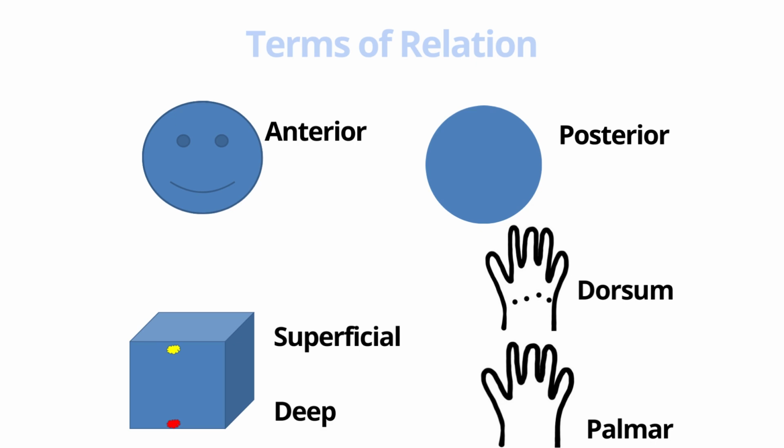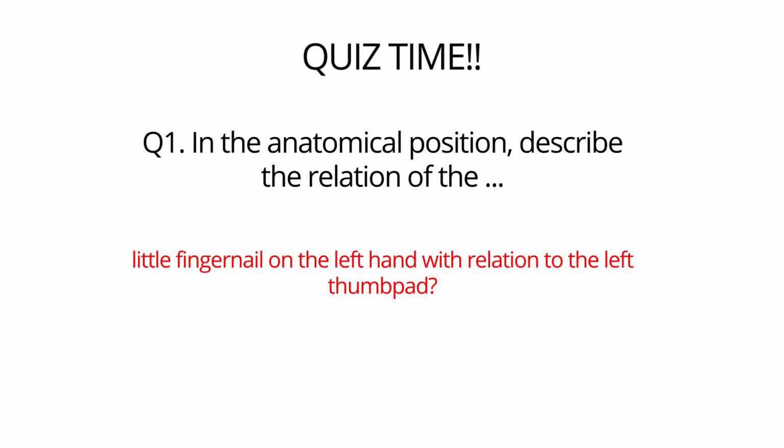Now that we've covered the anatomical terms, let's try to put this into practice with a summary quiz. Again, try and pause the video and answer the questions before we go through the answers at the end of the video. So let's begin. Question 1. In the anatomical position, describe the relation of the little fingernail on the left hand with relation to the left thumb pad. Again, pause the video now before we move on to question 2.